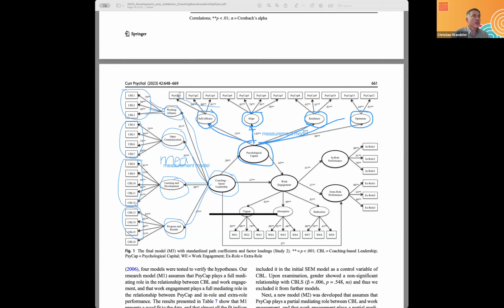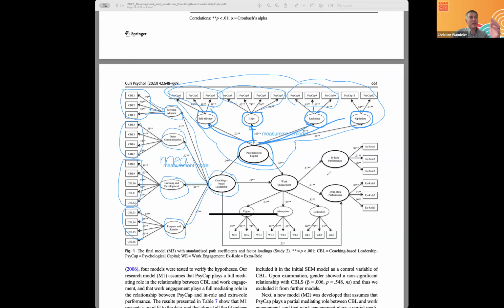These each measure hope. So that whole area here is the measurement model for psychological capital.